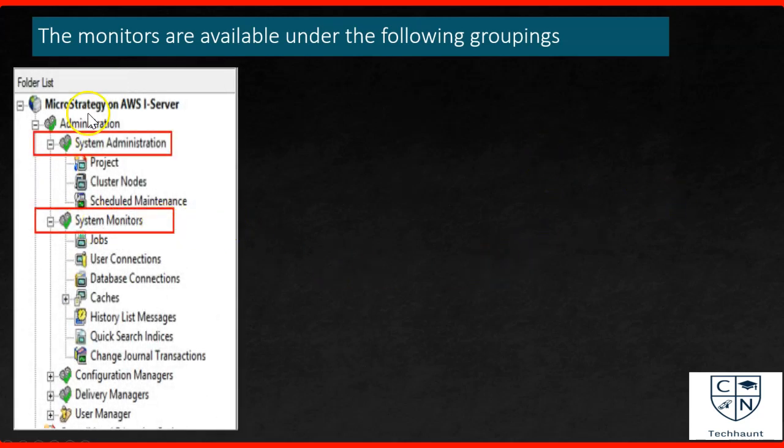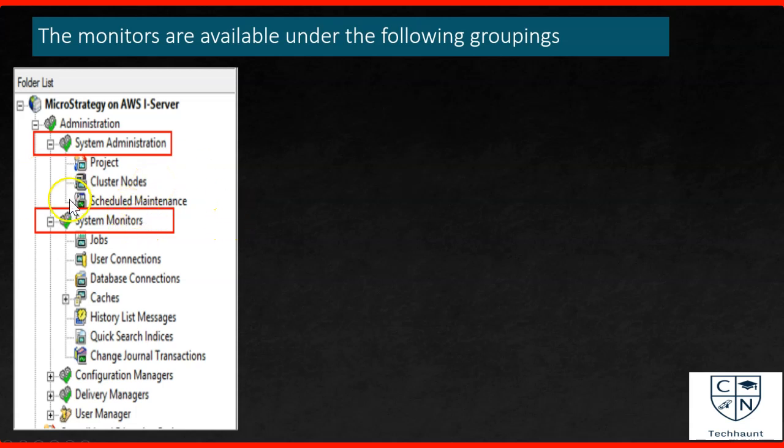So you can see it here. This is my intelligence server, the developer UI. You can see the first, top level. That's my project source, and once you expand your project source, you will get the administration. Once you expand your system administration, you can see the project status. If we have configured the cluster nodes, they will be available there.